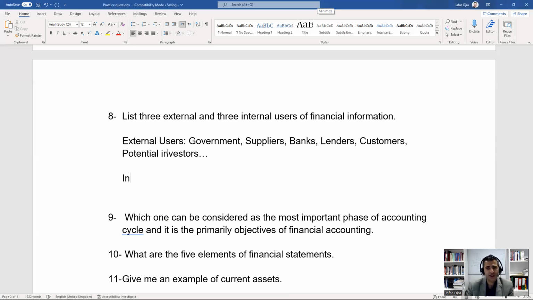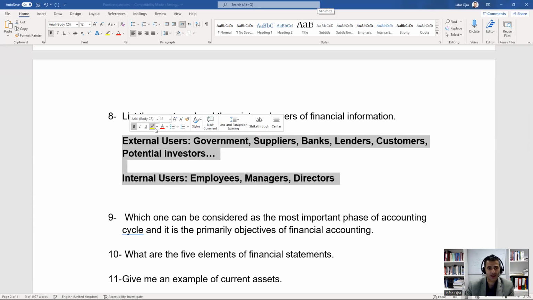In terms of internal users, we have examples, if you want, employees, managers. What else? Employees, managers, what else? Maybe directors. So these are all internal for the organization.